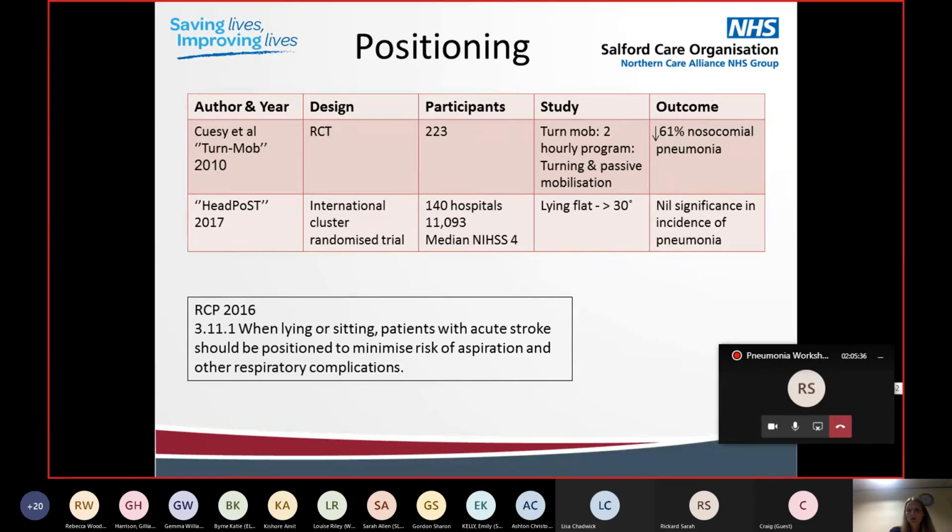However, HeadPost is a huge trial, and that trial showed that leaving someone flat for a 24-hour period didn't have any negative effect on pneumonia. However, we do need to mention that the high-risk patients were excluded, and the patients had a relatively low NIHSS. So for therapists, as Craig said, it doesn't sit right with us to leave some of our patients exposed to lying flat for an extended period of time.